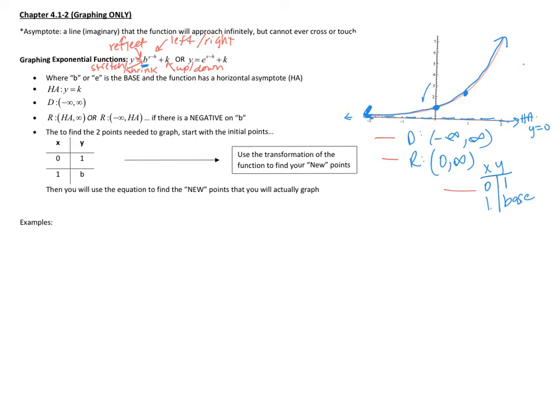So we already talked about b is going to represent that base value. The next thing we need to talk about is that horizontal asymptote.